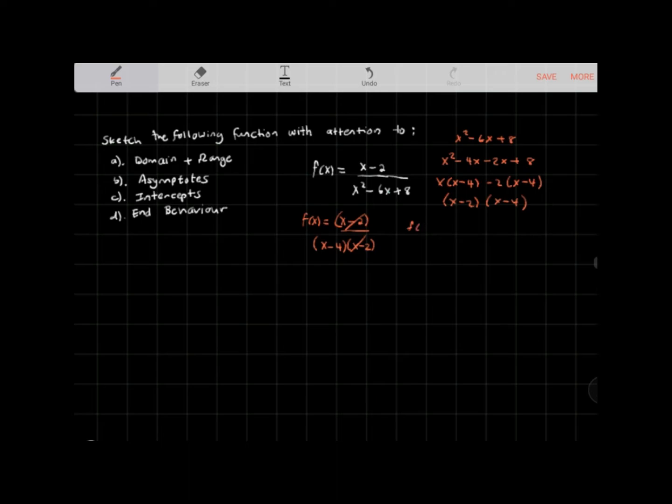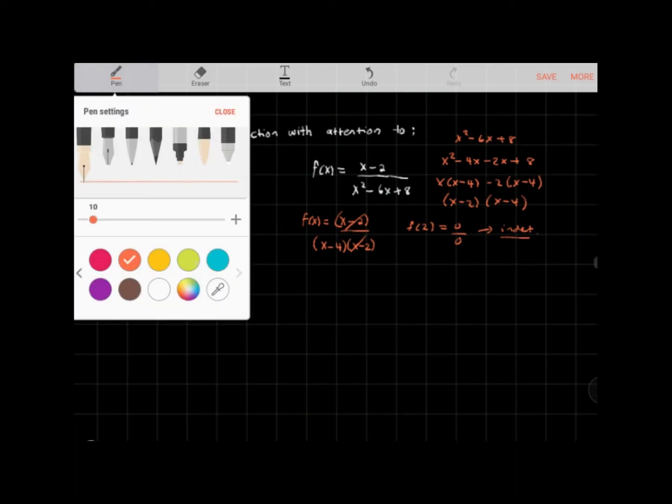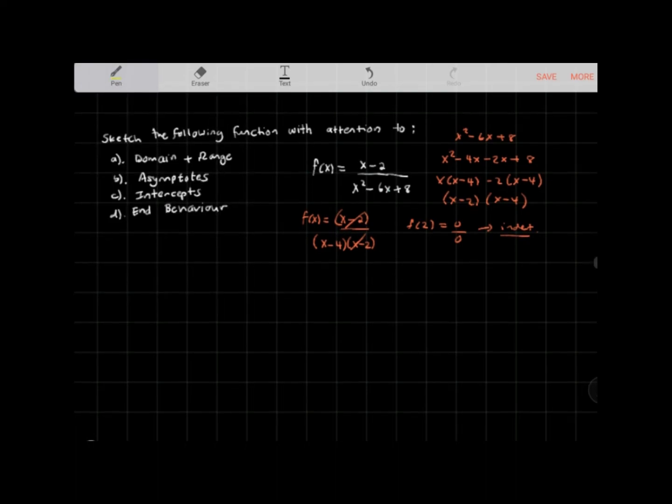We can understand that f of 2 here would give us 0 over 0. This indicates an indeterminate state. Indeterminate states will indicate that there is the presence of a hole, right? So if we have a common factor, then we have a presence of a hole. Now the function that we're actually going to be working with is going to be f of x is equal to 1 over x minus 4. Okay, so it's going to basically be a reciprocal function.